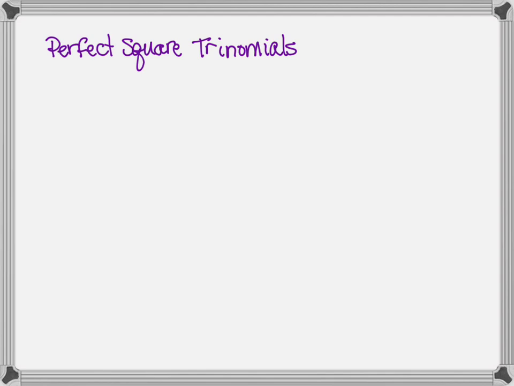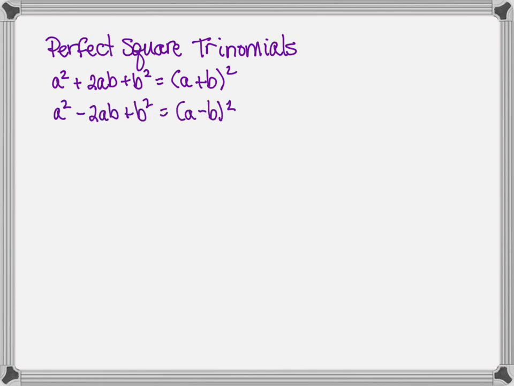Okay, let's look at perfect square trinomials. So there's two forms for these. One is a squared plus 2ab plus b squared equals a plus b quantity squared. The other is a squared minus 2ab plus b squared equals a minus b quantity squared.